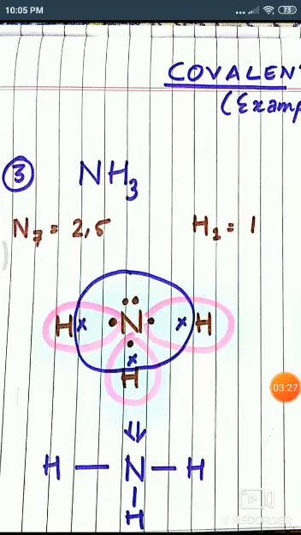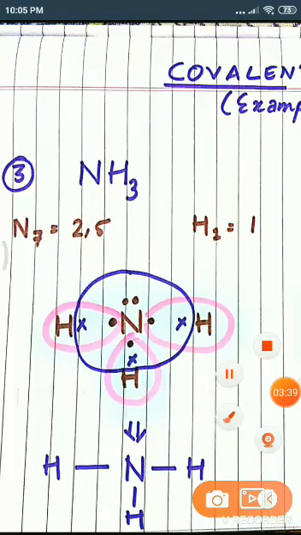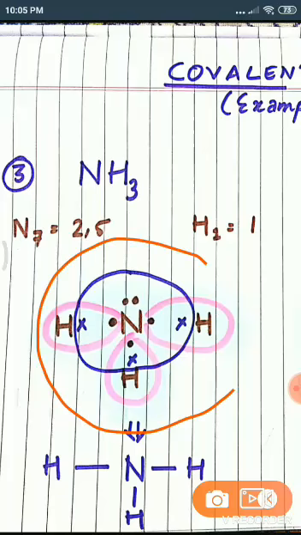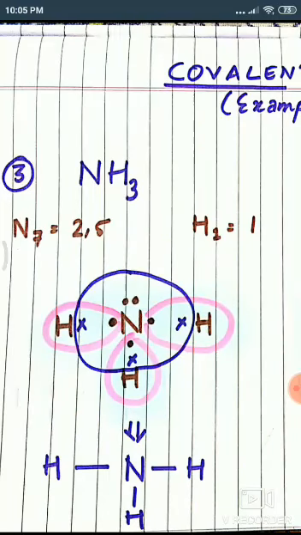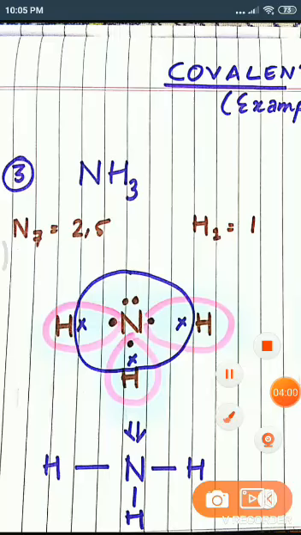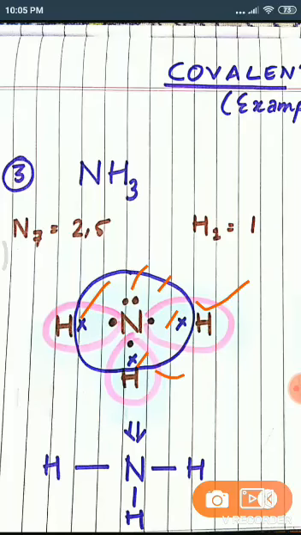Now what about nitrogen? Nitrogen will tell all these hydrogens that I have shared with you one electron each, so you also have to share one electron each with me, because covalent bonding is all about mutual sharing. Please understand this word: mutual sharing. So if nitrogen is sharing with hydrogen, then hydrogen should also share back. So see, nitrogen already has how many electrons? 1, 2, 3, 4, 5. So the 6th electron from this hydrogen, the 7th electron from this hydrogen, and the 8th electron from this hydrogen.